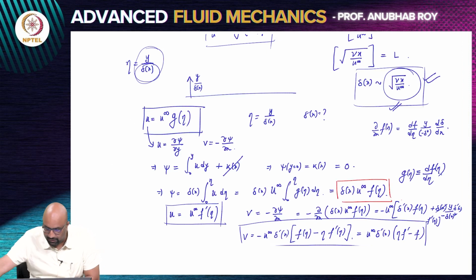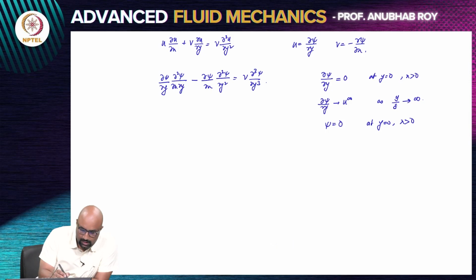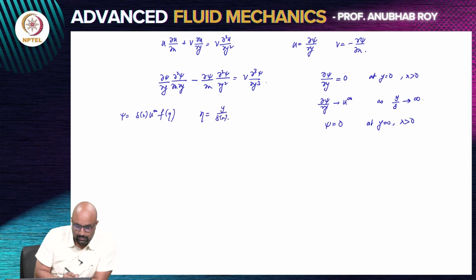delta x u infinity f of eta, where eta is y by delta of x. Let's substitute. Let's do one at a time. Dou psi dou x. What will be dou psi dou x? We have just calculated what is dou psi dou x when we had to find v. So it would be u d delta dx, f minus eta f prime.